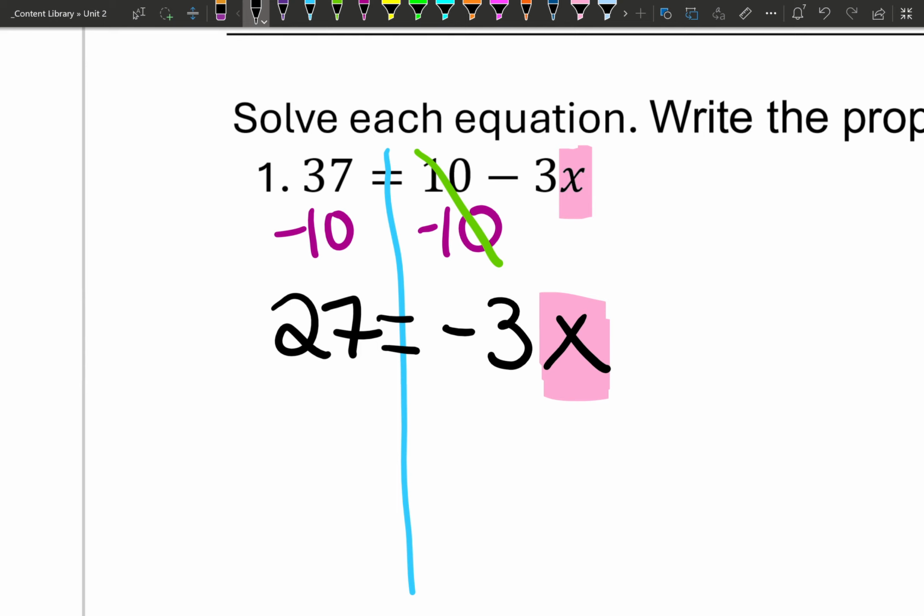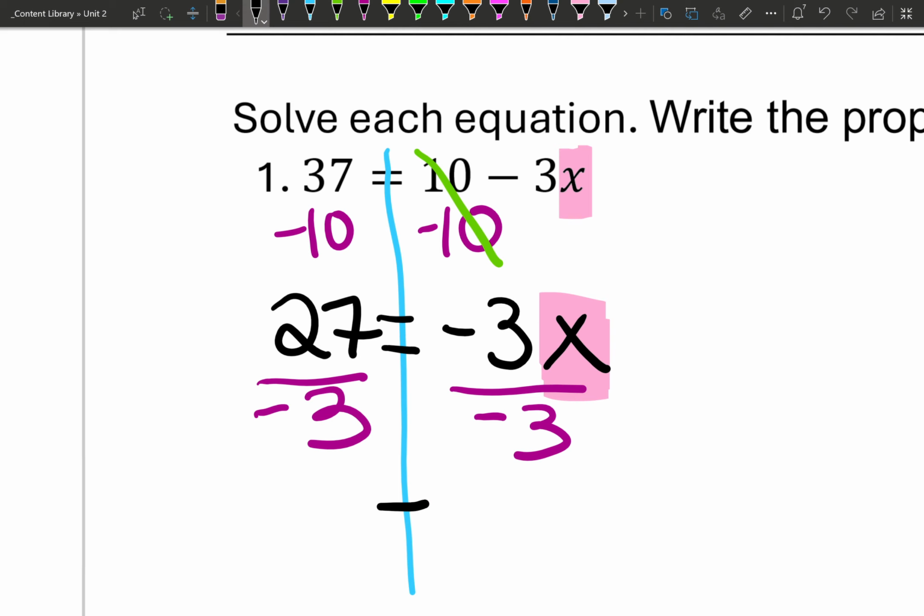Now, what's very easy and tempting to do next is to add 3 to both sides. However, that's going to be incorrect. There is no symbol in between -3 and x. That means it's -3 times x. The opposite of multiplication is division, so let's go ahead and divide both sides by -3.